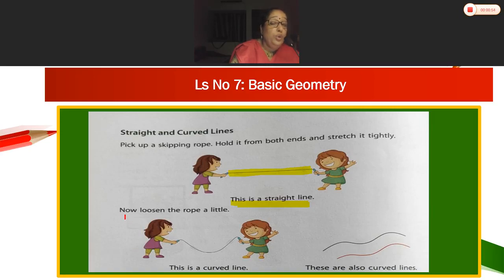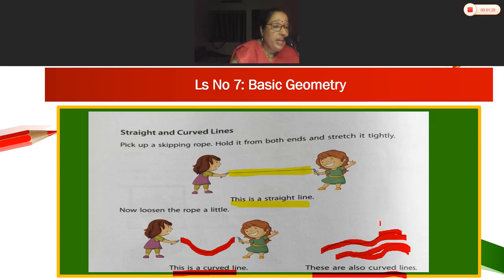Now they have loosened the rope a little. Okay, now you see these two girls with the red color. They have made the skipping rope loose. This is a curved line with the red color. Yes, they have made the rope loose a little. Okay, now these are also curved lines, with the red color. So we have seen the straight line and the curved line.